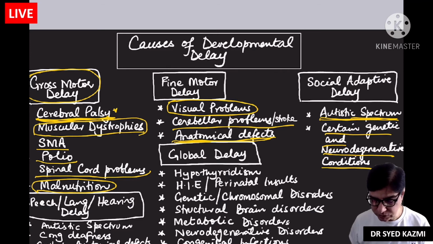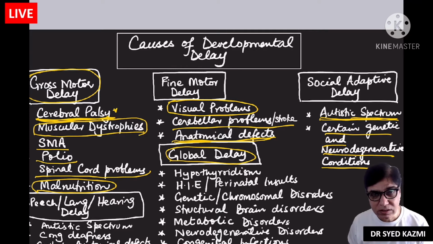In girls, neurodegenerative conditions like Rett syndrome, which is caused by MECP2 gene deletion, can cause problems with the social adaptive domain as the child grows. So keep these things in mind. And if you find that there are problems in two or more domains, then as I told you earlier, the definition in that case would be a global developmental delay. So global developmental delay means two or more domains of development in which the child is lacking.